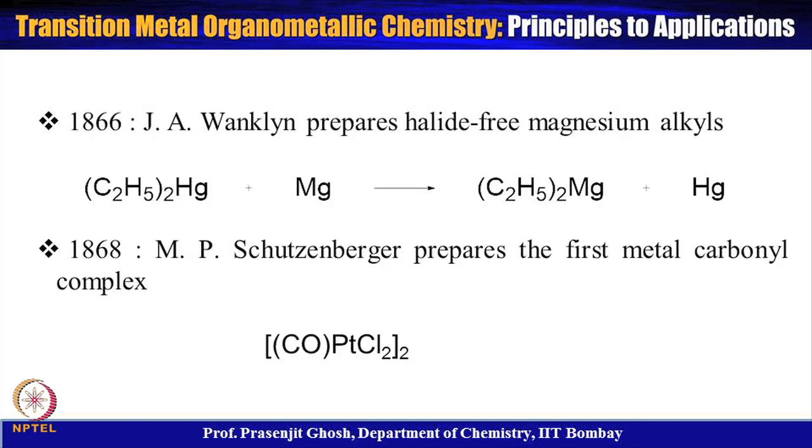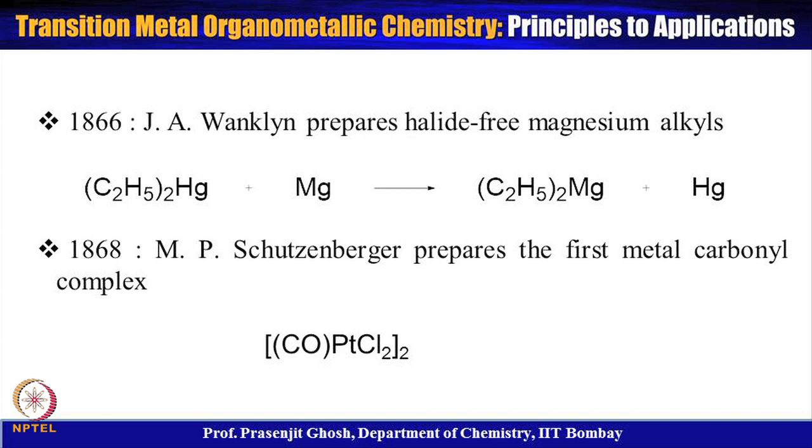1866, J. W. Wanklin prepared halide free magnesium alkyls, and this was done by the reaction of diethyl mercury with magnesium, giving diethyl magnesium and mercury. This reaction opens up a new role for alkyl mercury as a transmetallation reagent. And not only this, alkyl mercuries have been used for transmetallation reactions in preparing transition metal organometallic compounds in many other instances.